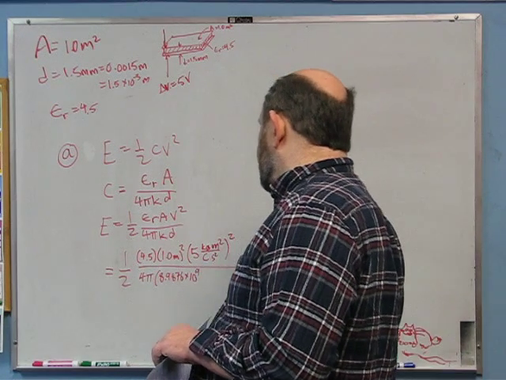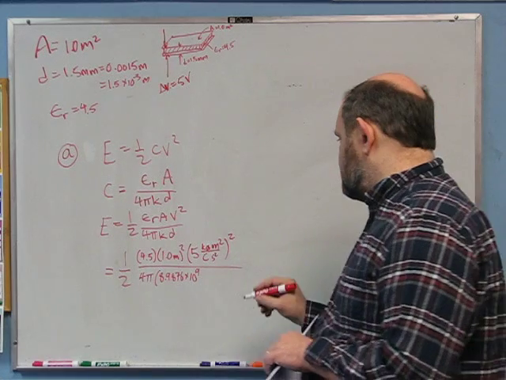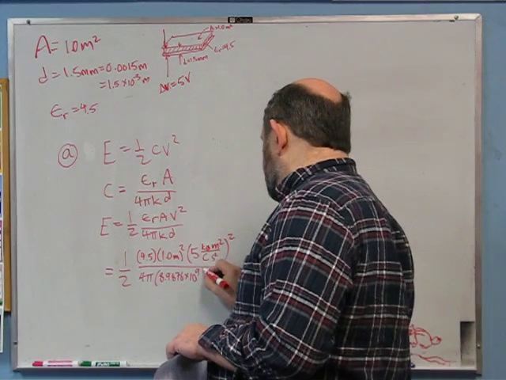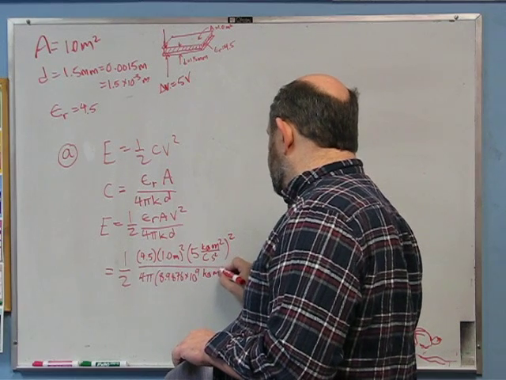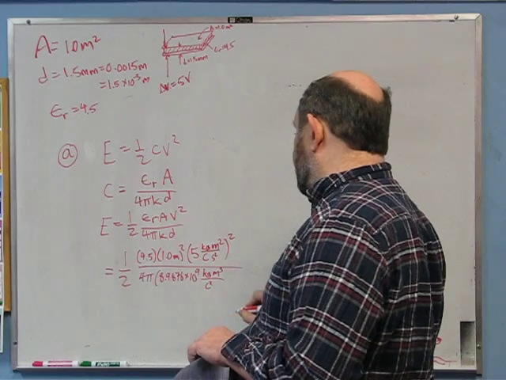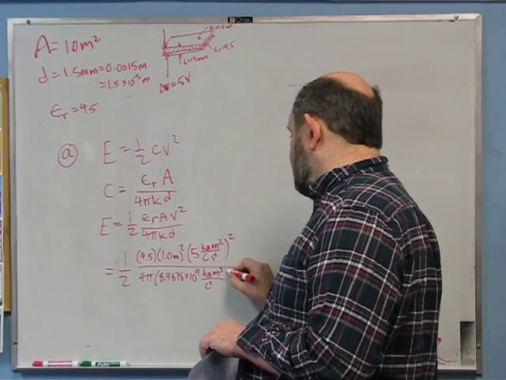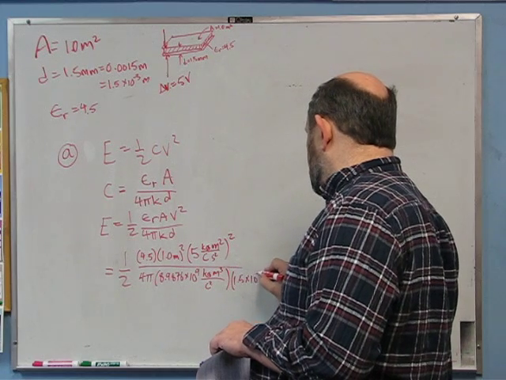So this is K. And remember, the units of K are newton meter squared per coulomb squared, and I'm going to expand the newton out to kilogram meters. So kilogram meters times meter squared is kilogram meters cubed per coulomb squared. All very exciting. That's K, and then D is 1.5 times 10 to the minus 3 meters.